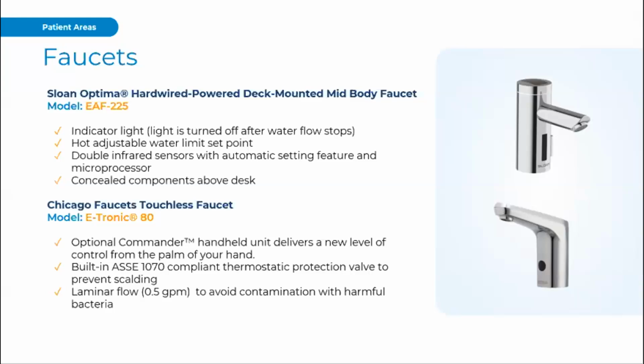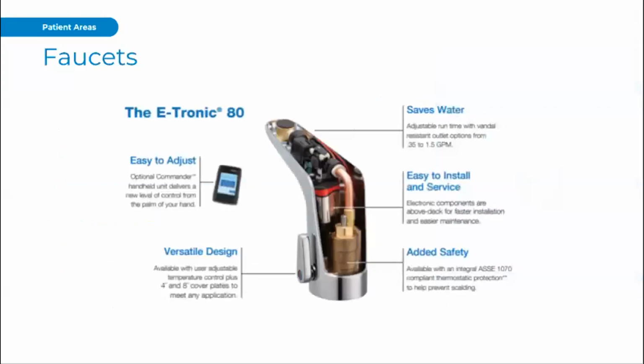Preventing scalding is really one of the key focuses here, whether you are looking at manual or electronic. Having ASSE 1070 approved thermostatic protection is paramount to make sure that we don't have a scalding risk. And there are a number of faucets now that have that integrated ASSE 1070 thermostatic protection within the faucet. This prevents scalding and prevents unsightly and hard to clean spaghetti that lies below the basin, making for an easier and cleaner installation. So here's a cutaway of that E-tronic 80 faucet that was just shown in the bottom right.